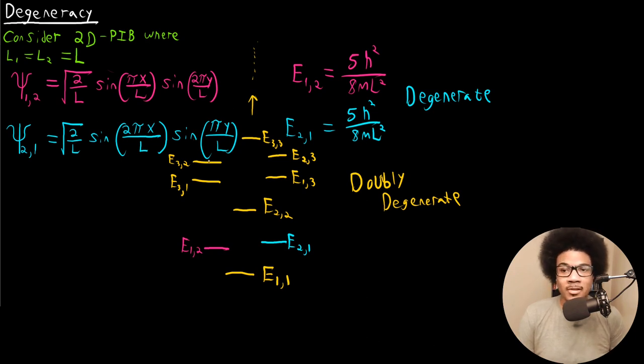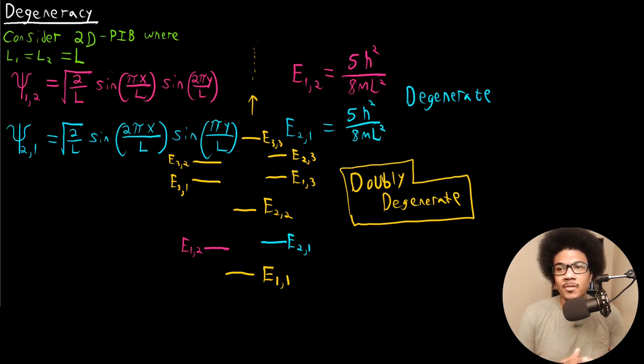So this is basically what degeneracy is. The 2D particle in a box would be a doubly degenerate system. This is going to be something very important to keep your eye on for every other quantum system that we encounter. Any multidimensional quantum system is prone to have some level of degeneracy and is going to be an important feature to exploit in quantum mechanics.